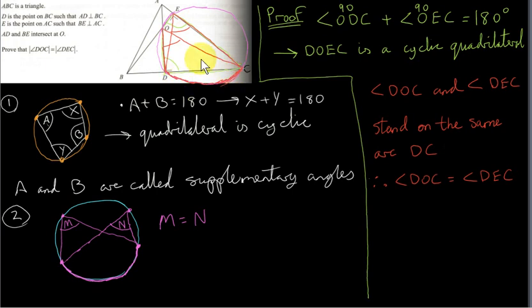So if they stand on the same arc, they're equal by our second theorem here. So in this problem, there is some redundant information. We don't need the line AB or BD or BO. We just need to look at the quadrilateral DOEC.